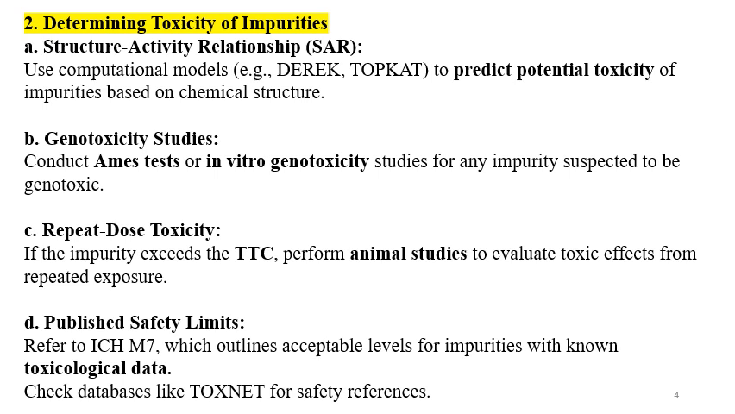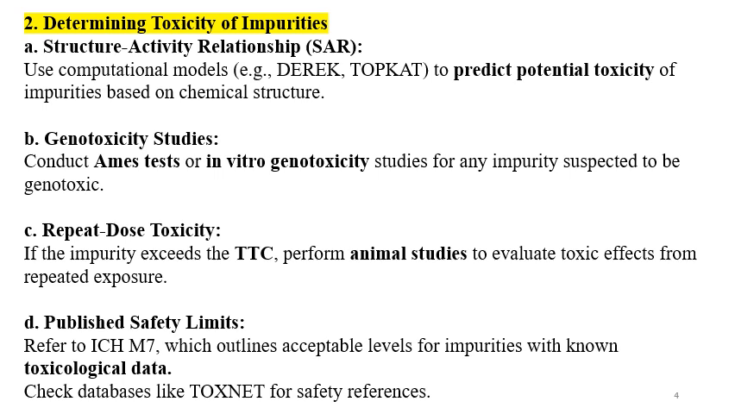Repeat dose toxicity study if the impurity exceeds the TTC. Perform animal studies to evaluate toxic effects from repeated exposure. Generalized TTC limit is provided in the ICH M7 guideline. If your impurity is below that TTC range, then give the TTC limit, and if it is not, then go for the animal studies. Published safety limits.